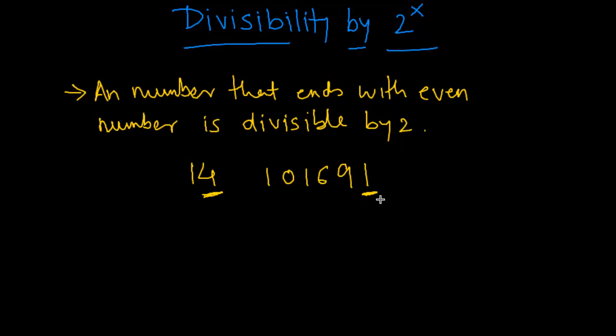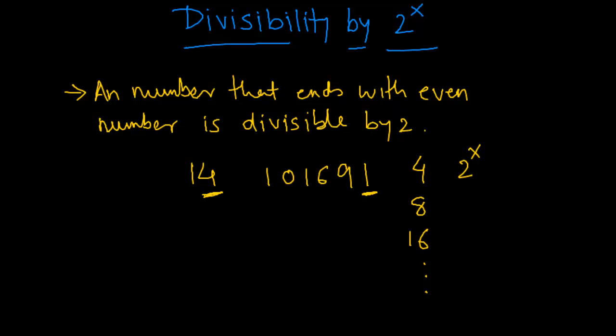But obviously there has to be some logic why this method is working. So let us understand this logic first, and based on this logic we are going to derive the divisibility for 4, 8 and 16 and so on. That is, for any 2 raised to x thing.